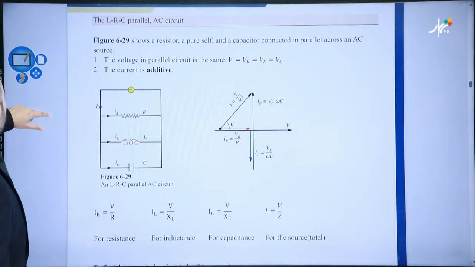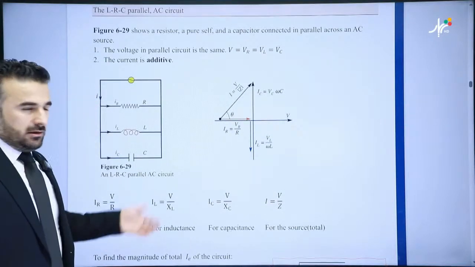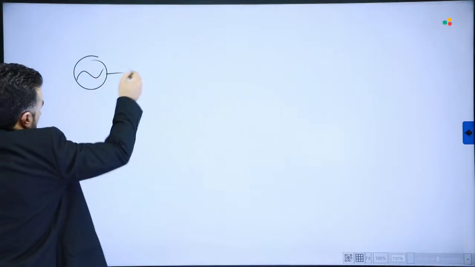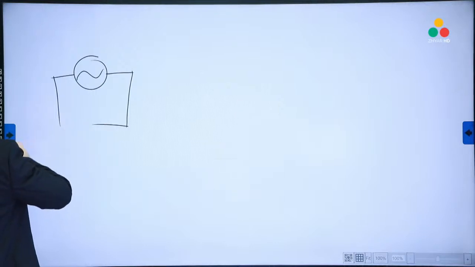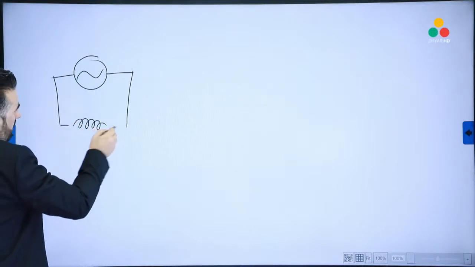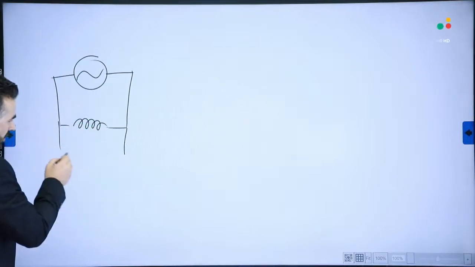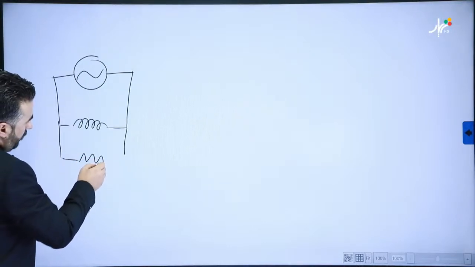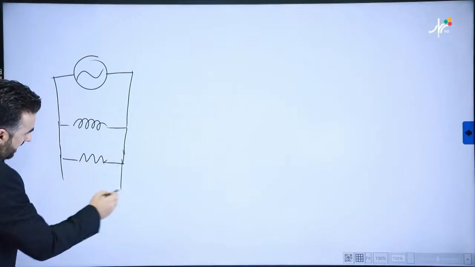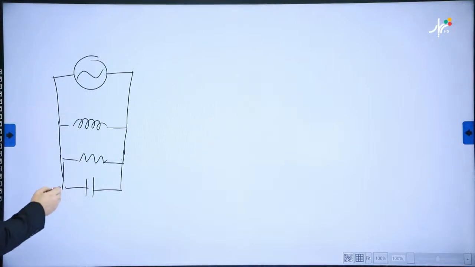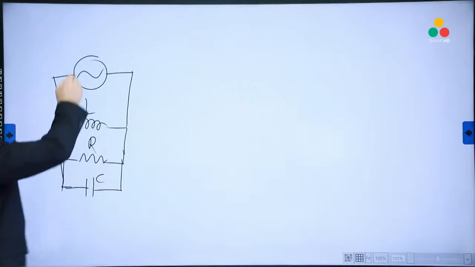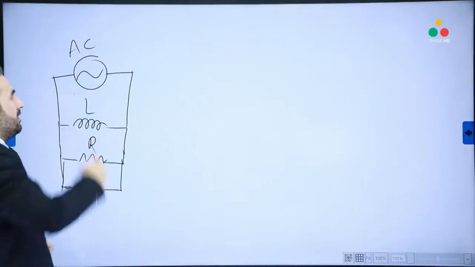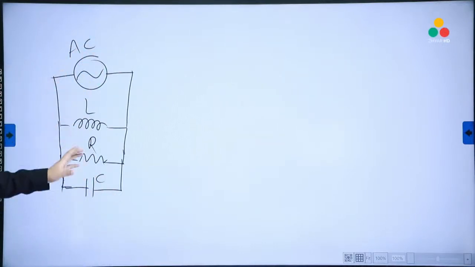Let's talk about this. First of all, we have a circuit. I'll reconstruct the circuit one more time. First of all, we have an alternating voltage source, to be more precise. And we have a self-inductance here, and a pure resistance here, and a capacitor that is connected as well. This is L, this is R, and this is C, and this is the alternating source with a certain frequency as well. Now this is a parallel circuit.